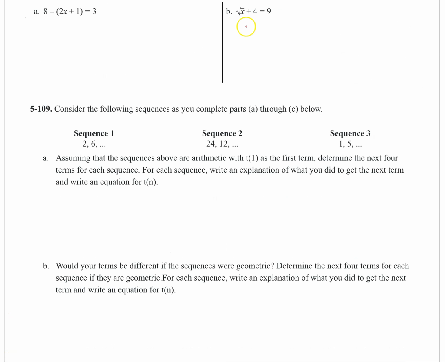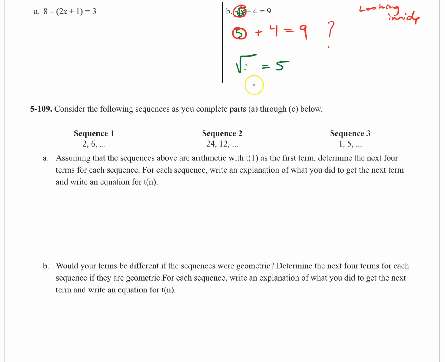Alright, so for part B, here's how you can think about it. This is called looking inside. We can use the looking inside method. And we're going to ask ourselves, what number plus 4 equals 9? And that's 5, right? So the square root of x has to equal 5.